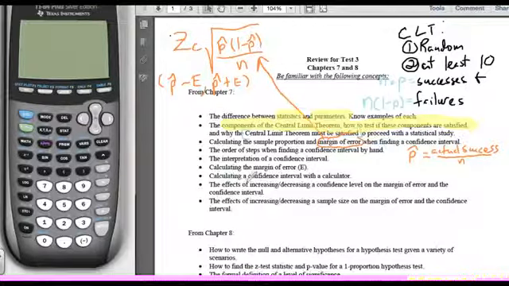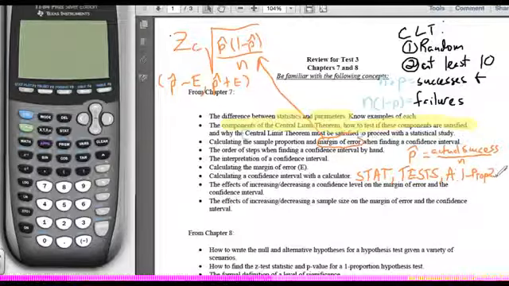Going back to calculating a confidence interval with your calculator, recall that you go to Stat, Tests, and it's letter A, which is the 1 prop Z int. You enter in X, which is your actual number of successes, N, which is your sample size, and then your C level, which is your confidence level, as a decimal.